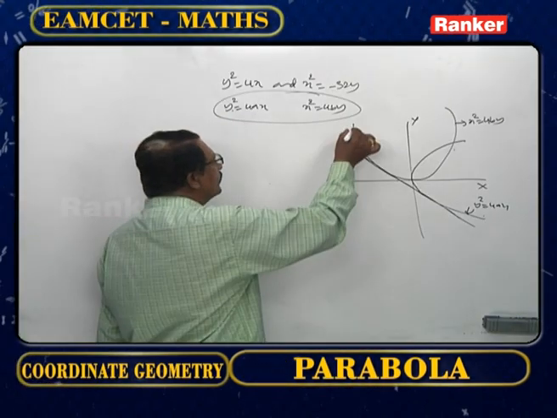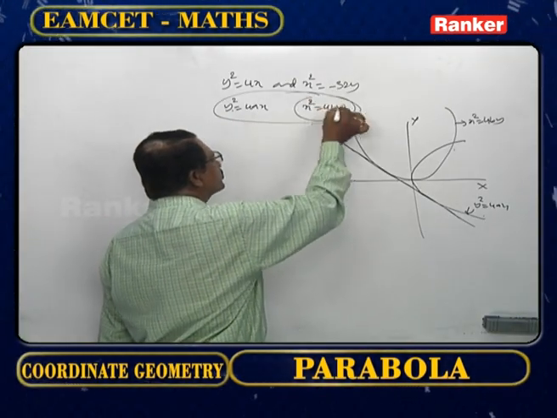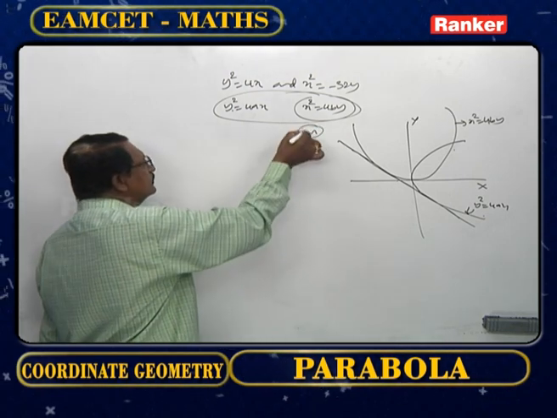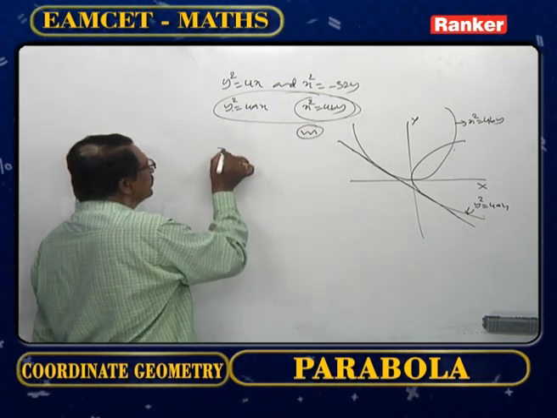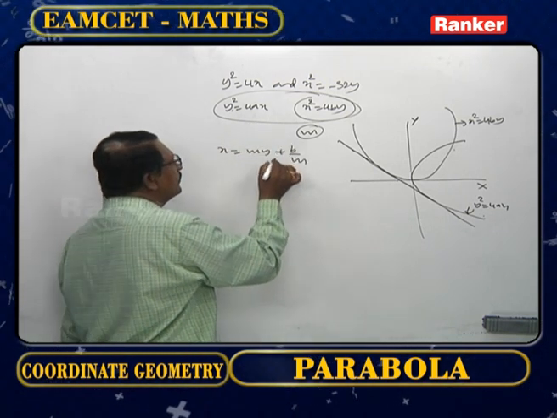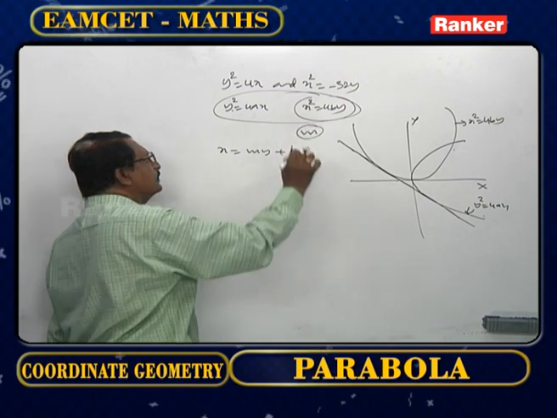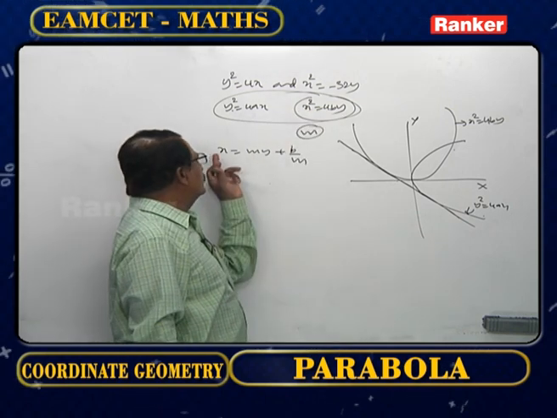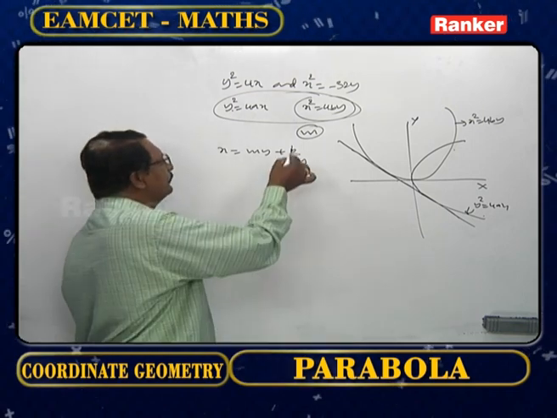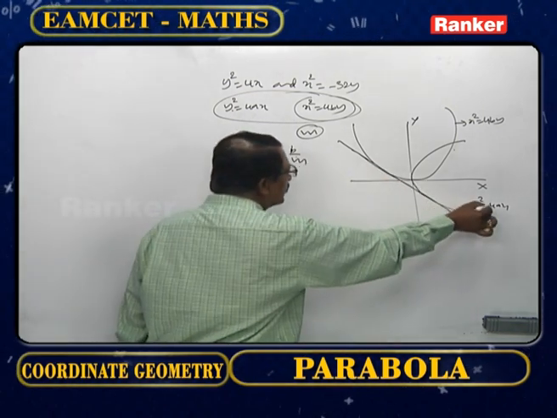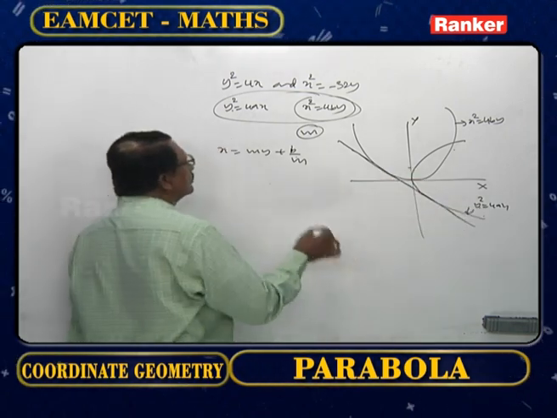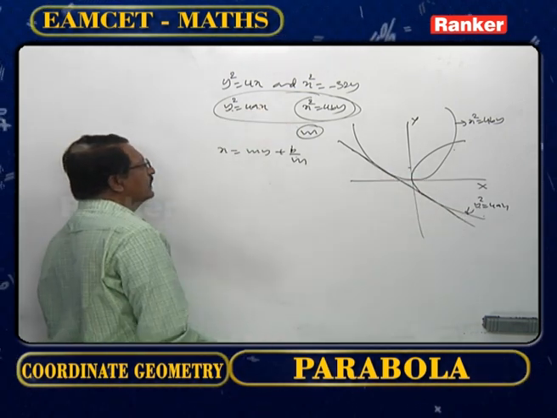Now consider m as the slope of the tangent to the parabola x square equals 4by, then its equation is in the form x equals my plus b by m. But it is also tangent to the first parabola y square equals 4ax.